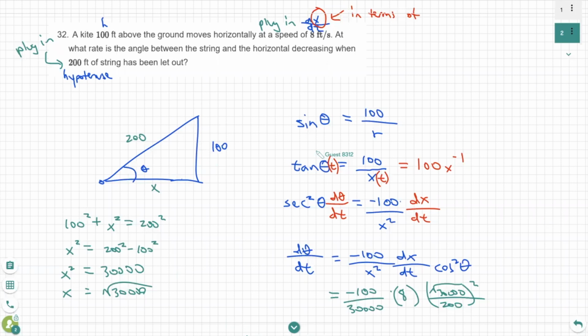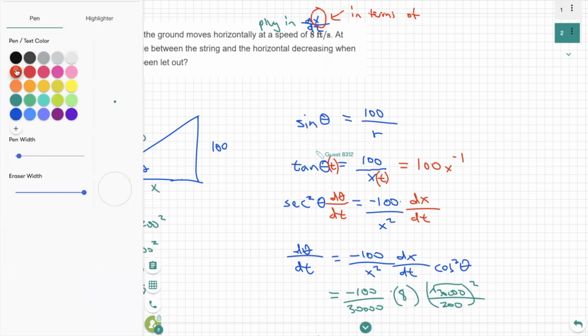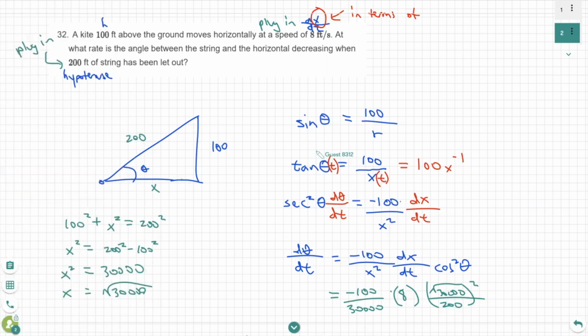One thing to note is, this approach works, but what do you notice about the ratio of these sides? If this side is 100 and this side is 200, what does that remind you of? Are there any triangles where the hypotenuse is double one of the legs? Square root of 3? Yeah, 1, 2, root 3. You know what kind of triangle this is? It's a 30, 60, 90.